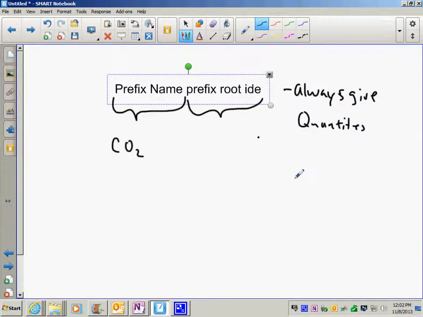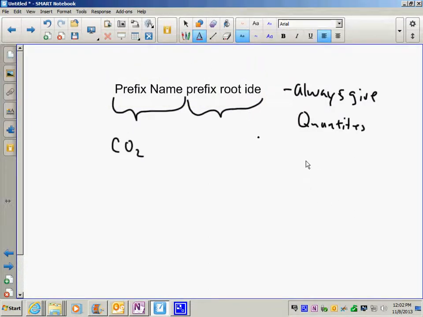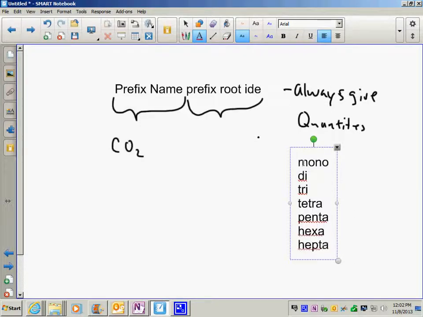Now, the prefixes. I'm just going to type them out because it's a little easier. We have mono. We have di. We have tri. We have tetra. We have penta. Okay, fit all those on there. They are simply 1 through 10.